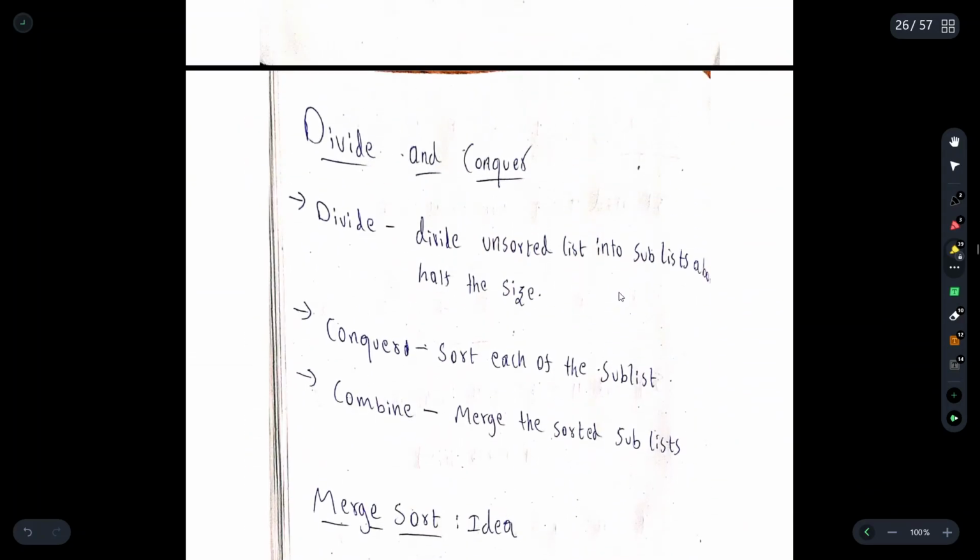So what is divide and conquer? Divide and conquer is where we divide the list into sublists, and then we combine after merging the sublists. So that is divide.